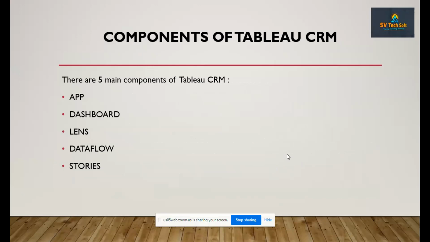So what are the components of Tableau CRM? When we go through this course, we will be mainly dealing with these 5 components only. And in this session, I will be just giving you a brief introduction to this. But yeah, we will dive into more details as and when we progress with the session. So these are the 5 main components of Tableau CRM. You have the app, you have the dashboard, lens, data flow, stories.